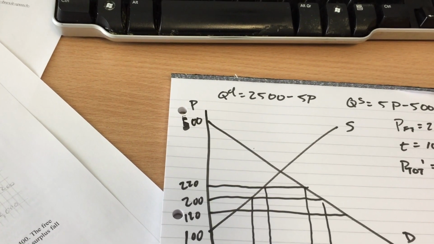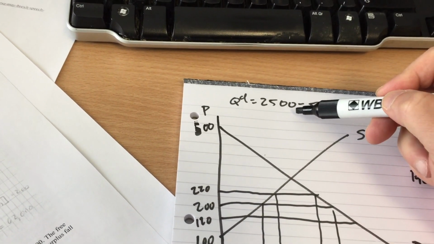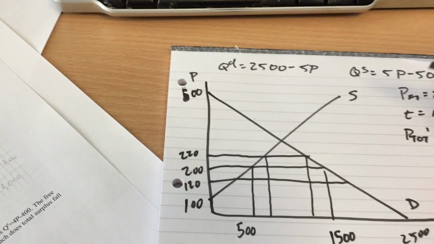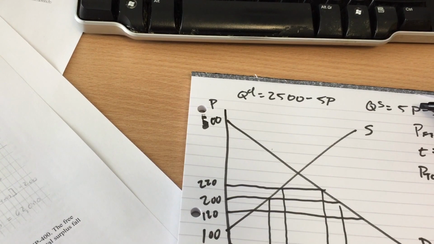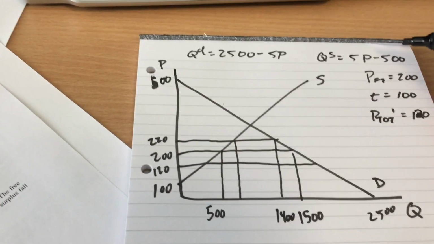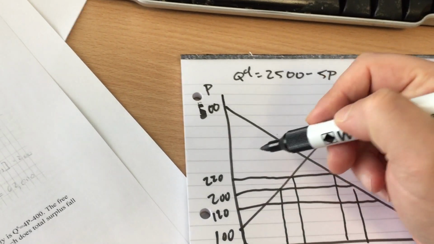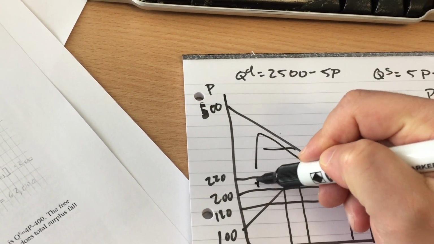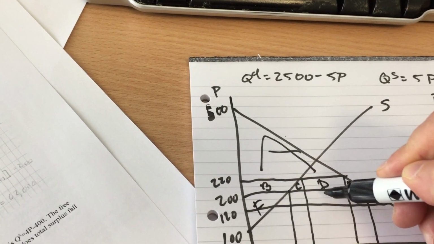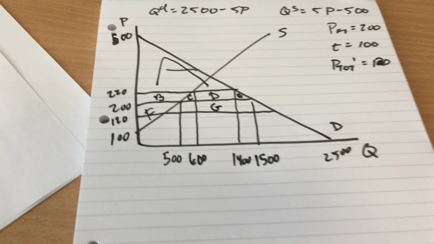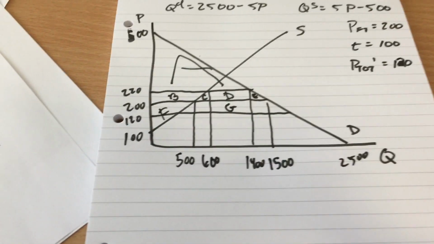Then we tack on the tariff, the price falls to 120. The price in our country is going to be 220. So quantity demanded, 2,500 minus 5 times 220 is 1,400. Quantity supplied is 5 times 220 minus 500. So that means our quantity supplied is going to go up to 600. So then we've got our areas. A, B, C, D, E, F, and G will be our terms of trade effect. Again, make sure you label these on your exams, otherwise you're going to lose points needlessly.